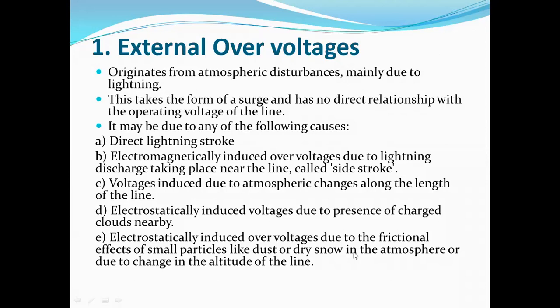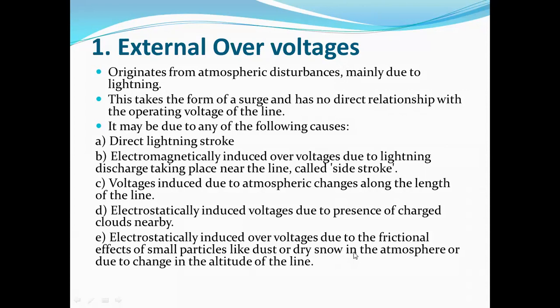Then electrostatically induced voltages due to presence of charged clouds nearby. If such charged clouds are near that line, then there are electrostatically induced voltages. And last is the electrostatically induced voltages due to frictional effects of small particles like dust or dry snow in the atmosphere, or due to change in the altitude of the line. So this last type, electrostatically induced over voltages, is due to frictional effects.